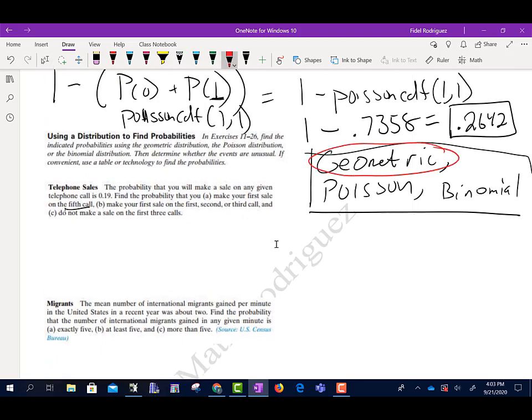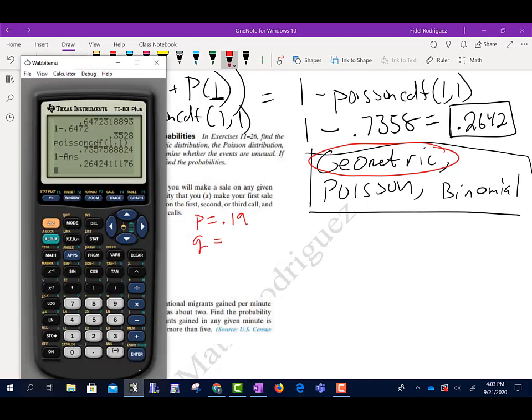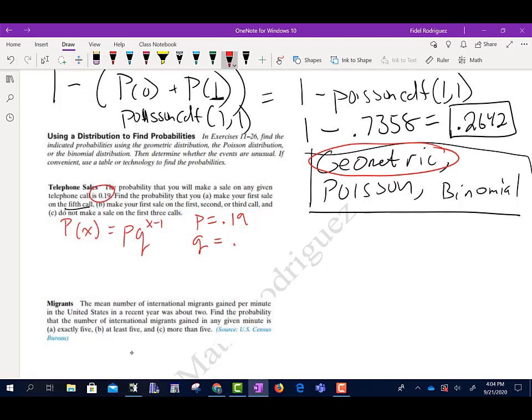So if it's geometric, my formula, guys, is going to look like this. First thing we're going to do, we're going to find the little letter P, meaning the probability that we make a sale. So the probability we're going to make a sale is going to be 0.19. So the probability that we're not going to make a sale is going to be 1 minus 0.19. That's giving me 0.81.